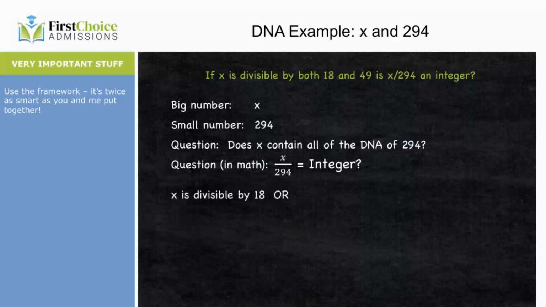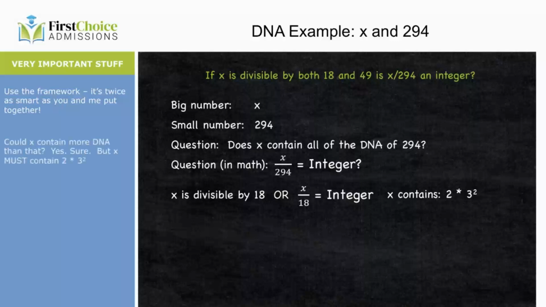What does that mean? Well, if X is divisible by 18, or in math, X over 18 is an integer, that must mean that X contains all of the DNA of 18. So X must contain 2 times 3 squared. Hey, by the way, is it possible that X contains a heck of a lot more DNA than just 2 times 3 squared? Yeah, X could be an enormous number. We don't know, but we know for sure that X contains 2 times 3 squared.